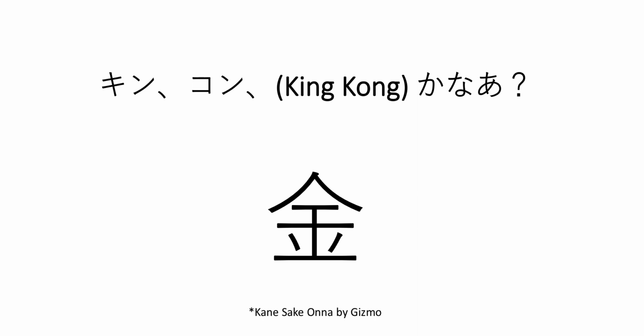But the other readings, which are a little more rare, are kin, kon, kana. Now, the word kana at the end of a Japanese sentence means I wonder. But when you say kin kon, I think King Kong. So King Kong kana, or I wonder if it's King Kong, but it also has all those readings put together. So we have the symbol for gold, kin kon kana, and Kane Sake Ona by Gizmo. Great song. Check it out.